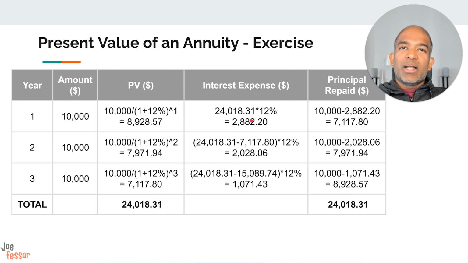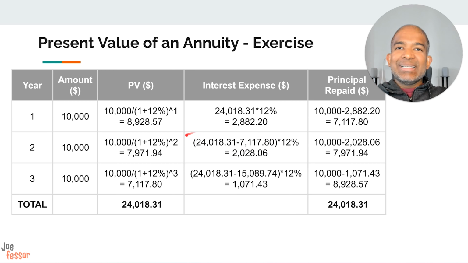Interest expense for year 1 is the present value, which is $24,018.31 times 12%. That's straightforward. But what happens at the end of year 1 is that we make a $10,000 payment. Okay, so this $10,000 covers a bit of the principal and also covers a bit of the interest expense which we've accrued so far. So the interest for year 1 is deducted from the $10,000 in order to calculate what portion of the principal has been repaid. And then in order to calculate the interest expense for year 2, we deduct the principal which has already been repaid from the present value.